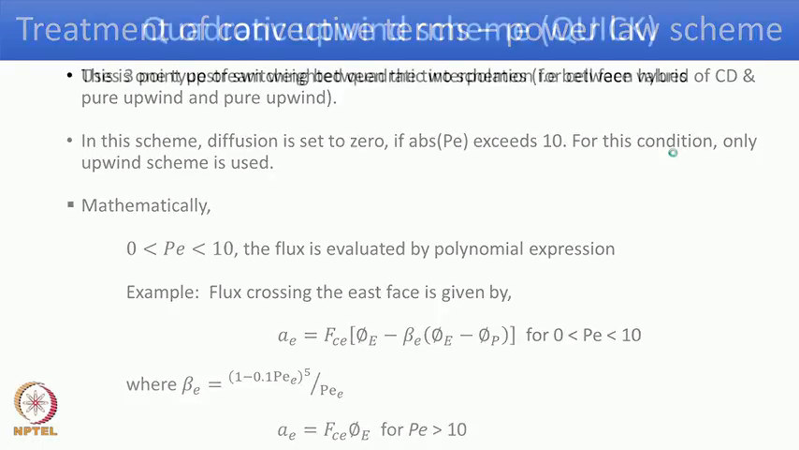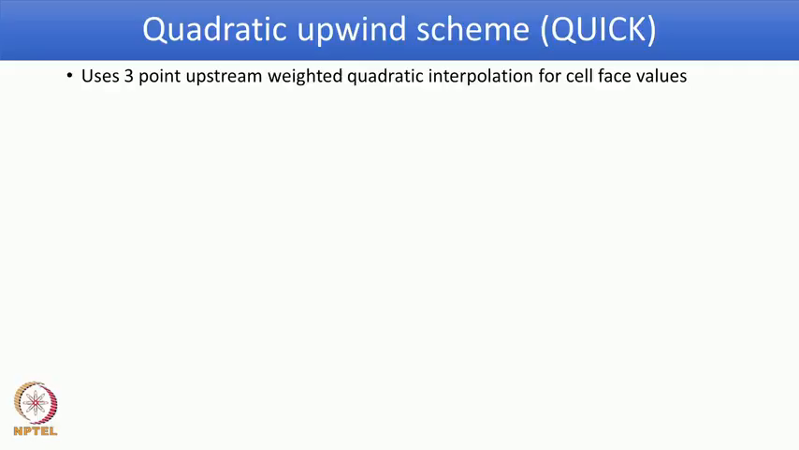Okay. The next scheme that we are going to see is the quadratic upwind scheme, and in short form it is called QUICK. So, what does it do? It takes 3 points upstream of the node and gives a weightage to the contribution from each node. So, it uses 3-point upstream weighted quadratic interpolation for cell face values.